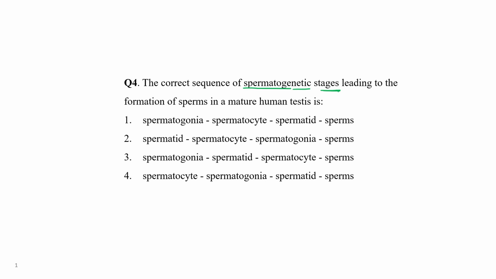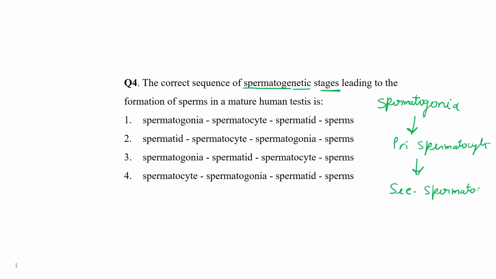Spermatogenetic stages. So what is the first stage? The first stage is spermatogonia. From spermatogonia, primary spermatocyte. From primary spermatocyte to secondary spermatocyte. Then secondary spermatocyte to spermatid. And then we can say spermatozoa or sperm. This is the correct sequence.